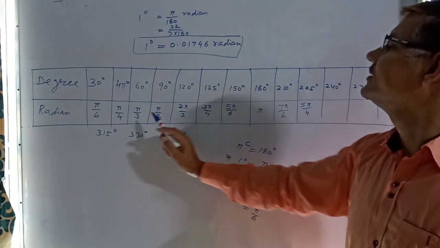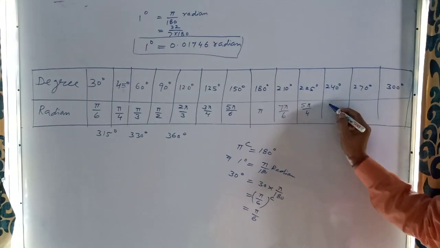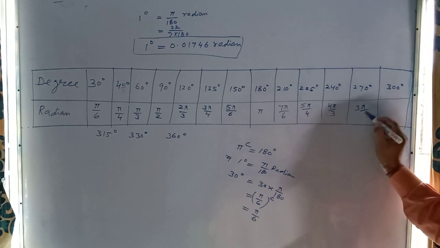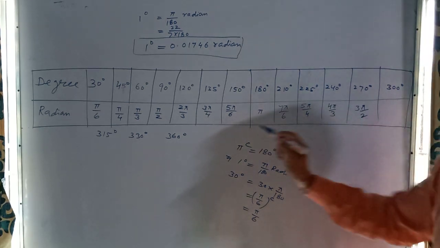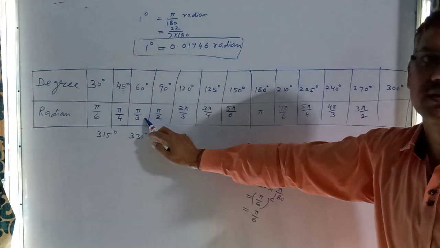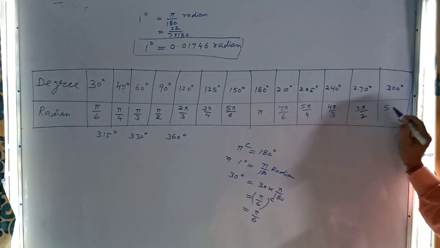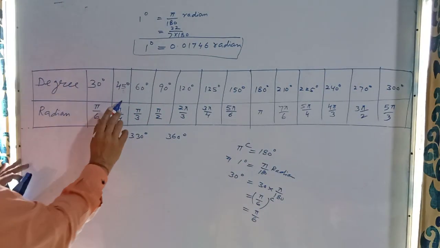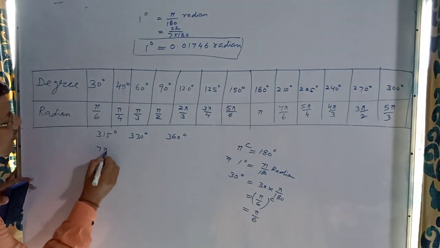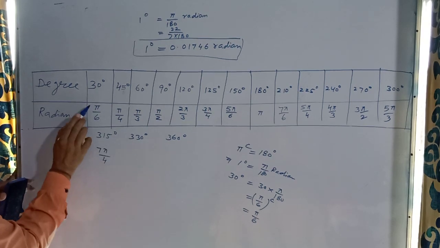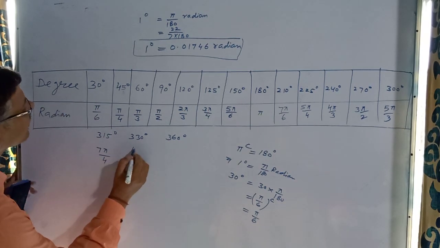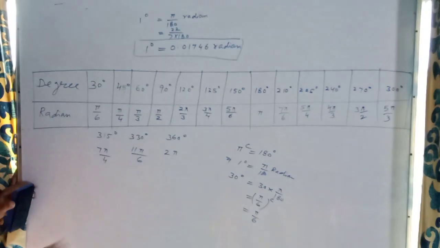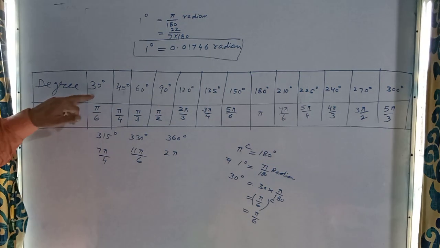240 is 4 times of 60, so we write 4 pi by 3. 270, 3 times of 90, 3 pi by 2. 300, that is 5 times of 60, so we get 5 pi by 3. Now 315, 7 times of 45, so it is 7 pi by 4. 330, 11 times of 30 degree, so it is 11 pi by 6. Finally 360, it is 2 pi. This is about the degree and radian.